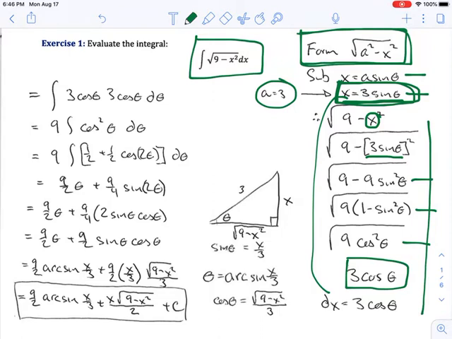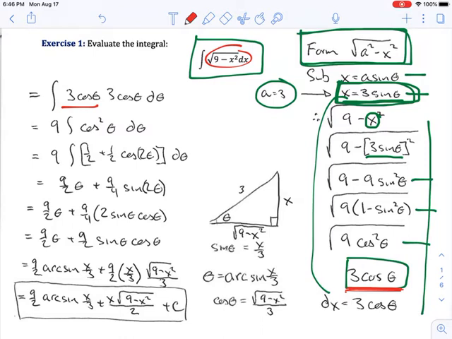Step 2 is let's do the substitution. Now let's do that in a different color. So we do the substitution over here. Well, this whole radical simplified to 3 cosine of theta now, right? That's what we do with this down here. That whole square root of 9 minus x squared became 3 cosine theta.